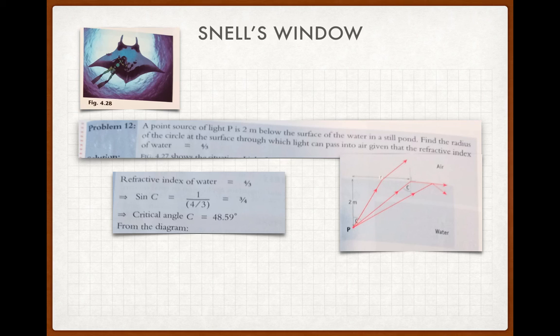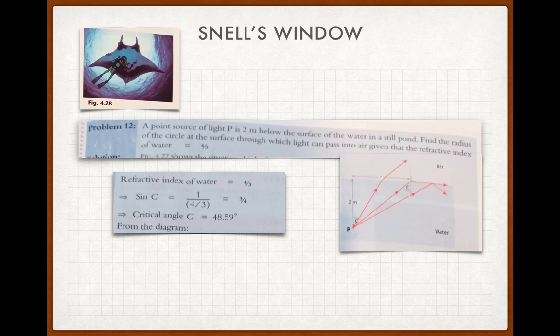The middle ray, the light comes up, goes from a more dense substance to a less dense substance, and then refracts along the surface of the water. When that happens, we have an angle C, which is the critical angle. Now, there's a triangle there as well. The triangle is made from the vertical black line with 2 meters on it, the radius, the horizontal line, and the middle red ray.